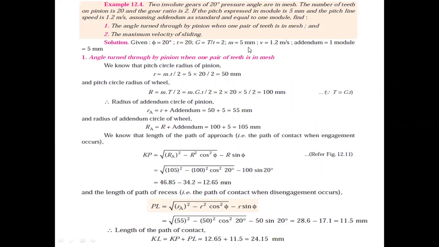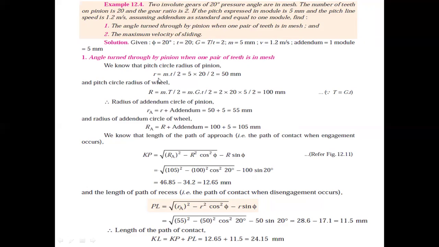Module is given as 5 mm and the sliding velocity is 1.2 meter per second. And the addendum is standard, that is 1 m, so it will be equal to 5 times m, that is 5 mm. So first of all, from the gear ratio we know the number of teeth on the wheel, and the number of teeth on the pinion is given as 20. So directly we get the pitch circle radius for the pinion and gear.